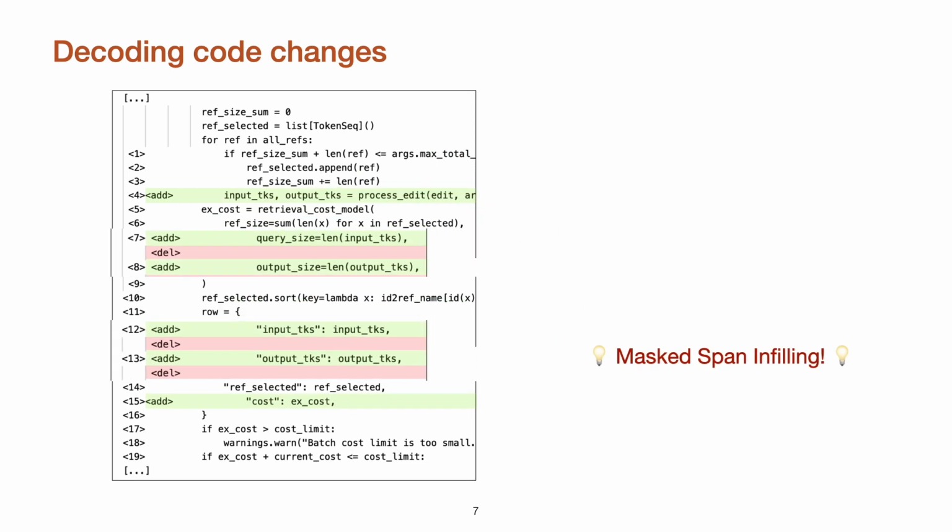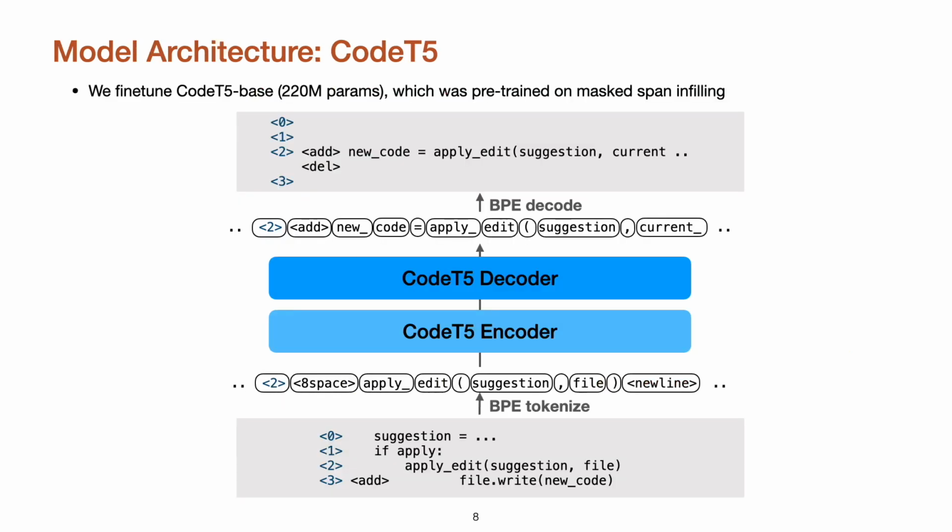This is exactly a mask span infilling task, which motivated us to use the Code-T5 model for this work. Code-T5 is an encoder-decoder model pre-trained on randomly masked code spans, and we fine-tune it on code edits, using the format that we just described.